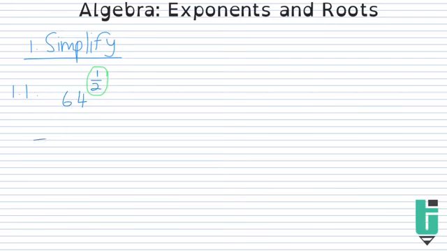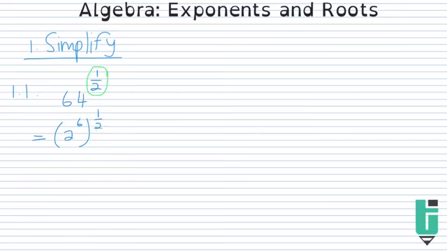Well, we can start by looking at the base, which is 64. Can we rewrite that in another form, like something to the power of something? Yes, we can. What is the smallest base we can change this to? Well, technically 64 is equal to 2 to the power of 6, and then we still have to keep the half outside.